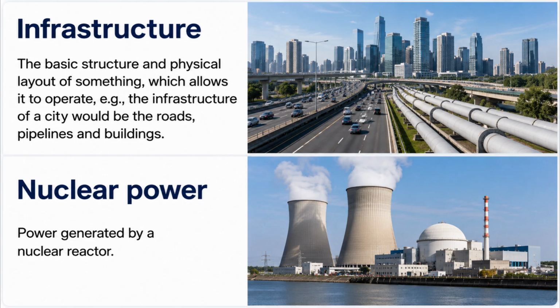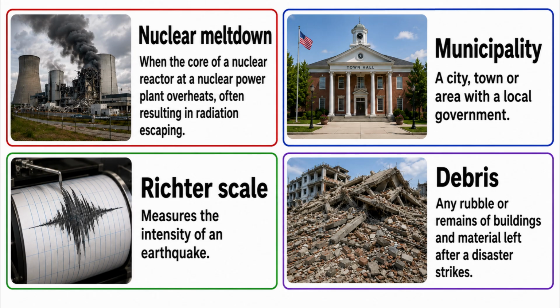Write the new words on the sheet with their pictures. Infrastructure. The basic structure and physical layout of something, which allows it to operate, for example. The infrastructure of a city would be the roads, pipelines, and buildings. Nuclear power. Power generated by a nuclear reactor. Nuclear meltdown. When the core of a nuclear reactor at a nuclear power plant overheats, often resulting in radiation escaping. Municipality. A city, town, or area with a local government.